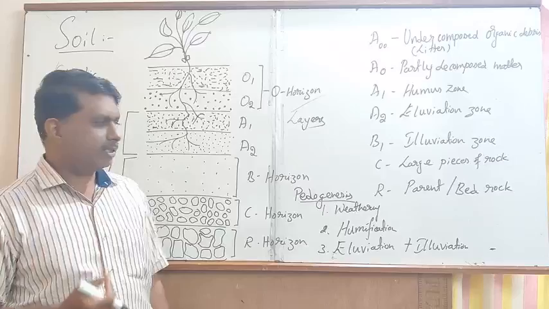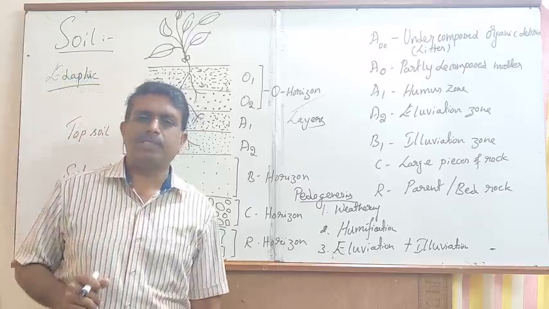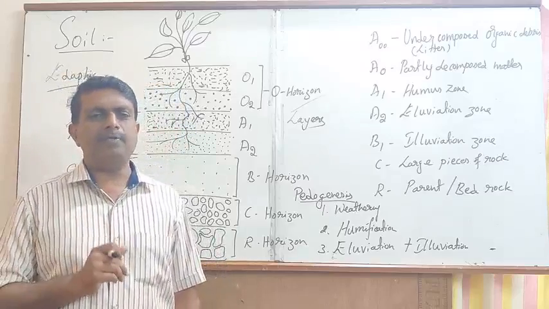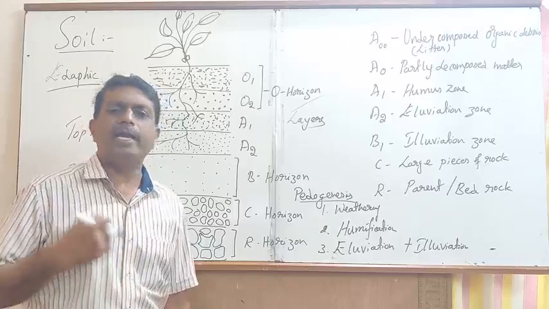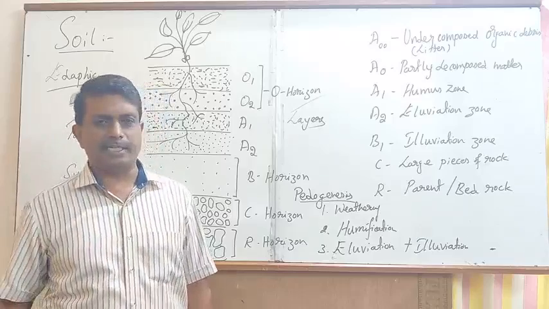In addition to this, the second type of weathering process is called chemical weathering. The chemical weathering process is normally carried out either through oxidation and reduction process.